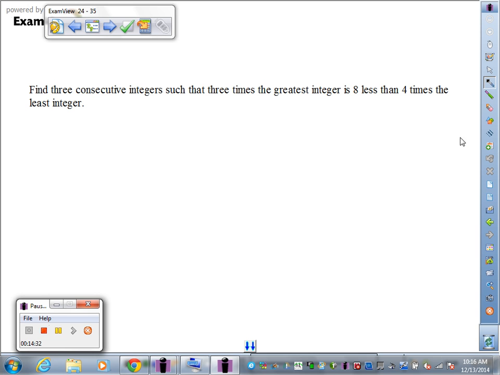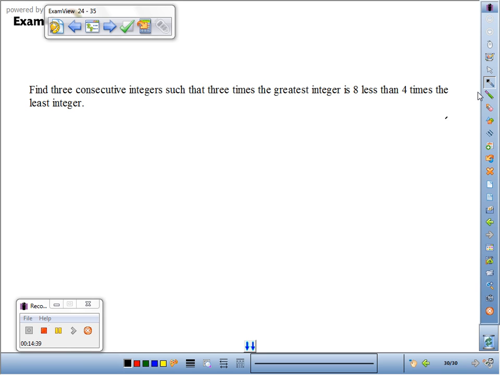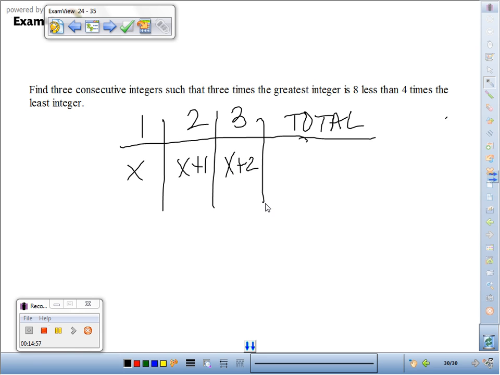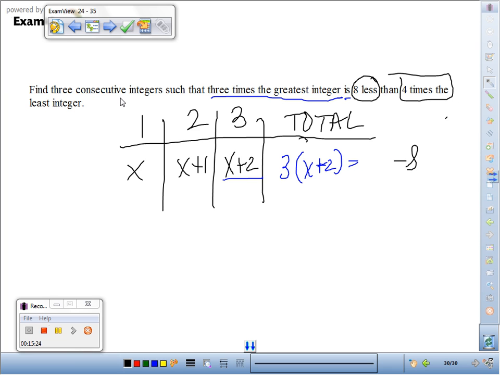Okay, here goes the process. Check this out, guys. For integers, this does not change. If it says 3 integers, that means 1, 2, 3, 1 across, 1, 2, 3, total, and therefore x plus 1, x plus 2. Are we there so far? That doesn't change. Next. It says, such that 3 times the greatest integer. Here's the greatest integer, so it's 3 times x plus 2. Is 8 less, so you put minus 8, 4 times the least integer. The least integer is this one right here. So how can we write 4 times that? 4x. Everybody there? Distribute and solve.